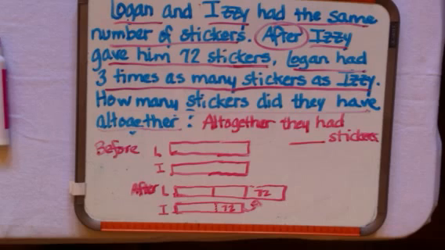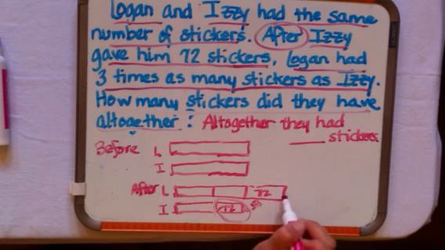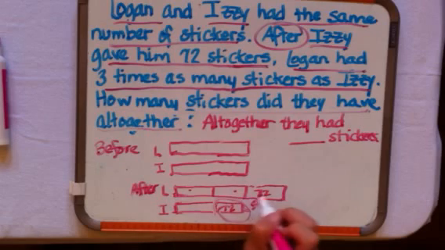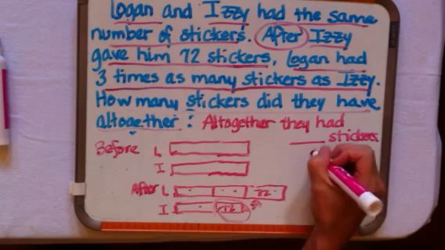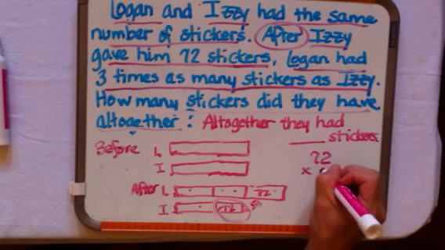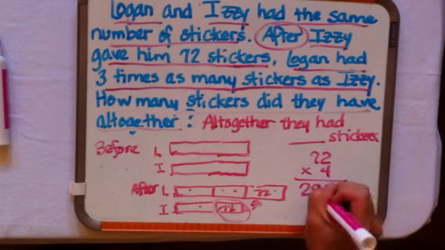So we need to figure out how much they have all together. Well, if Izzy gave away the 72, she no longer has this, it's gone. But Logan has 3 times, that means he has 3 units and Izzy just has 1, for a total of 4 units altogether. Each of these unit bars represents 72 stickers. So we're going to take 4 times 72, or 72 times 4, and our answer is 288.